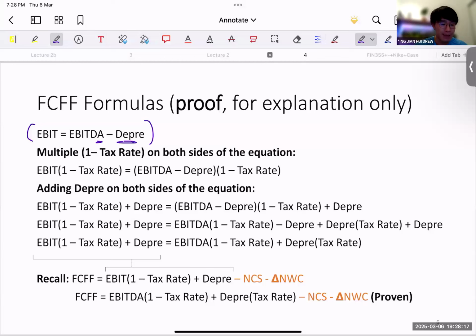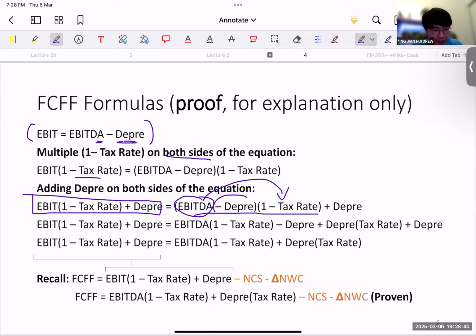First, by multiplying 1 minus tax on both sides, as given here. Then we add depreciation on both sides, right? By doing so, we already have derived the EBIT formula of the FCFF. But on the right side here, let's try to make it a bit simplified. So I want to multiply EBITDA by 1 minus tax, and minus depreciation, I want to multiply it by 1 and multiply it by minus tax rate.